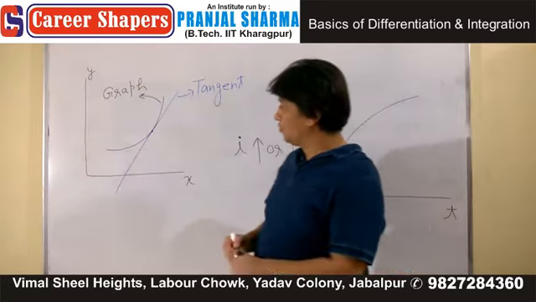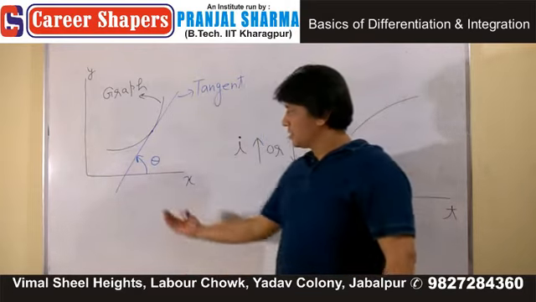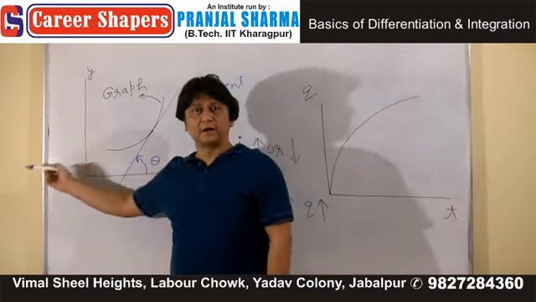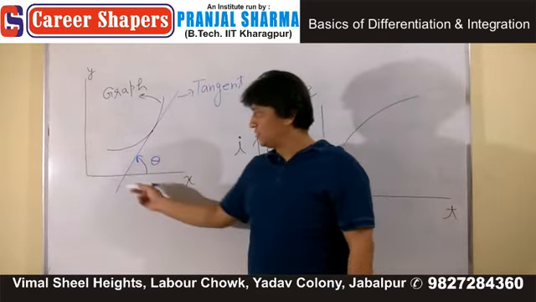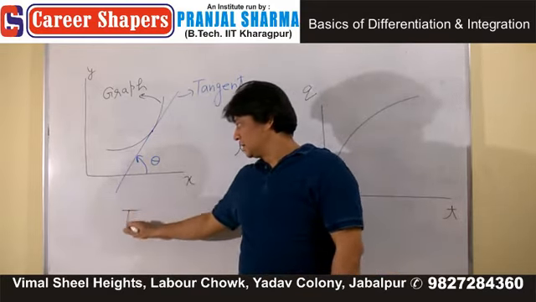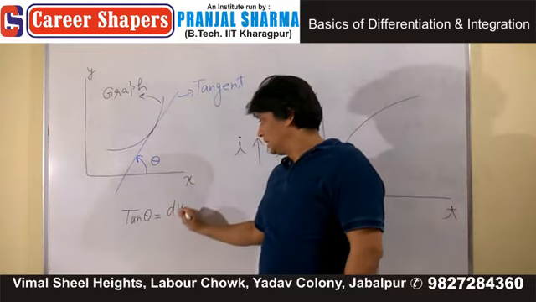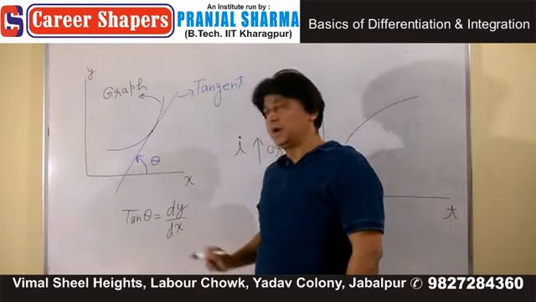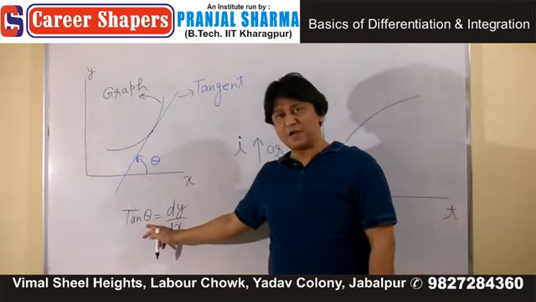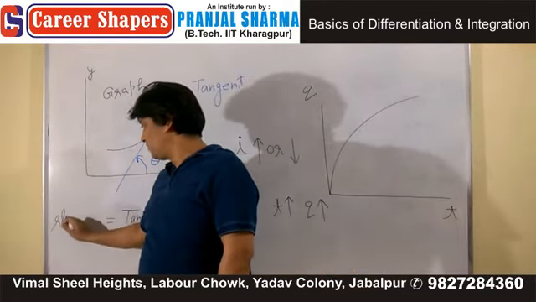Then, if you find theta from the positive side of the x-axis, this is the negative side, this is the positive side. If you find theta from the positive side, then tan of theta gives you dy upon dx. So this is the graphical meaning of differentiation. Dy upon dx is tan of theta. This tan of theta is called the slope of the tangent.